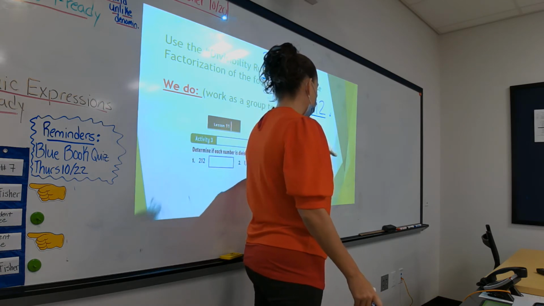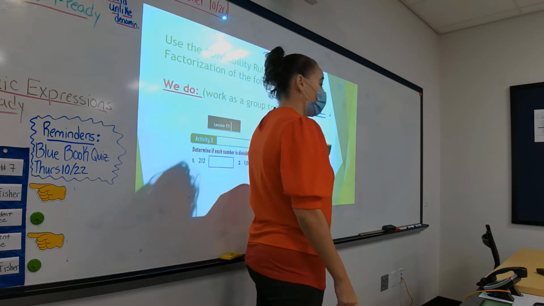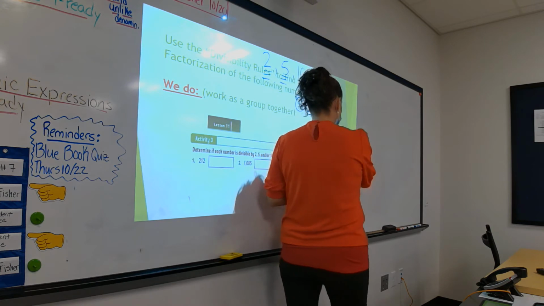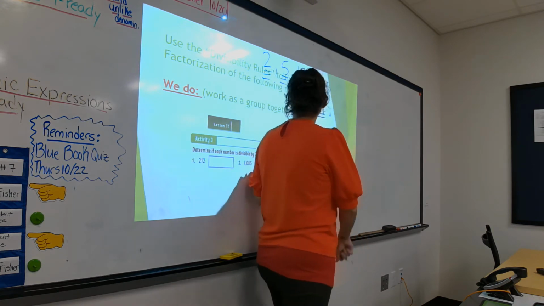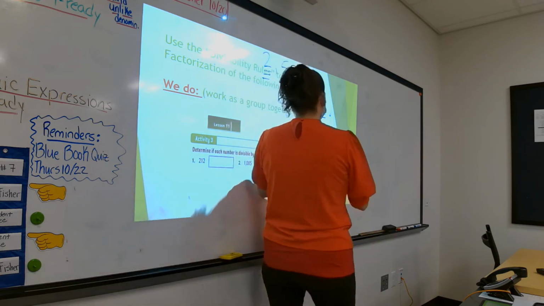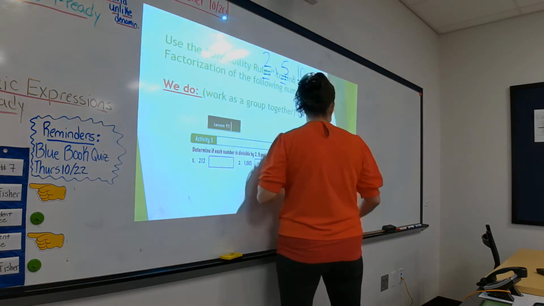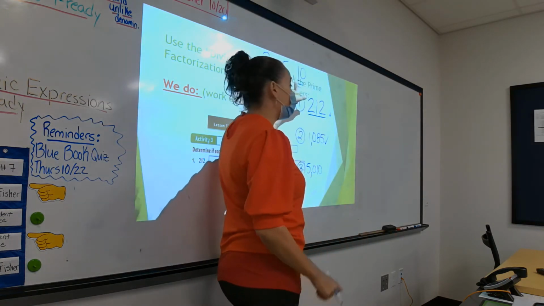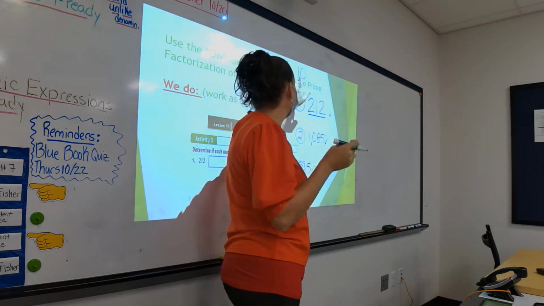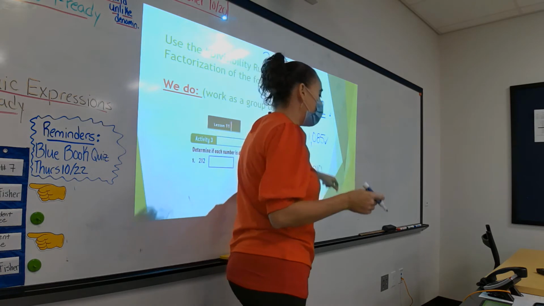Let's try 1085. Is that divisible by 2? No, right. It's not divisible by 2. It's not an even number. Is it divisible by 5? Right. It ends in a 5. It's definitely divisible by 5. Is it divisible by 10? No. To be divisible by 10, it has to end in a 0.